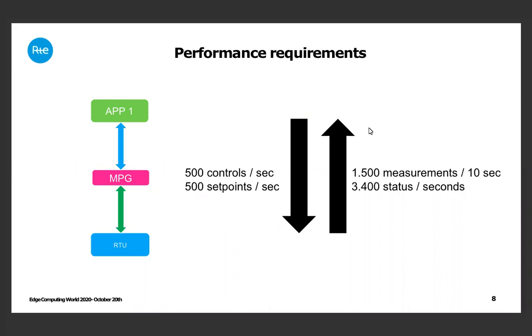We need to be able for one gateway to send 500 controls per second and 500 set points per second, and to receive 1500 measurements every 10 seconds and 3400 status per second. So that's for the operational needs, these requirements. That's just for controlling the grid, not for the asset management.